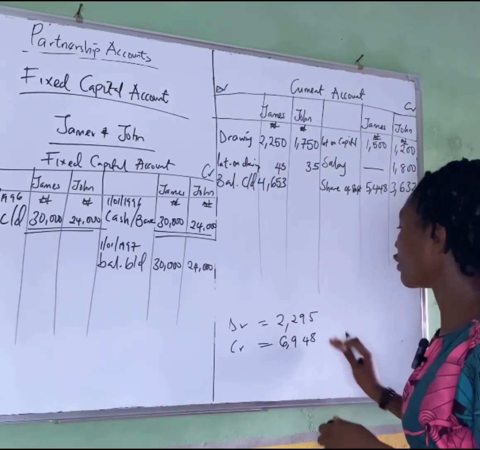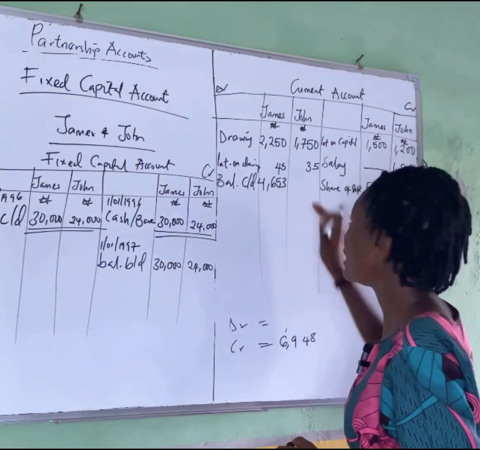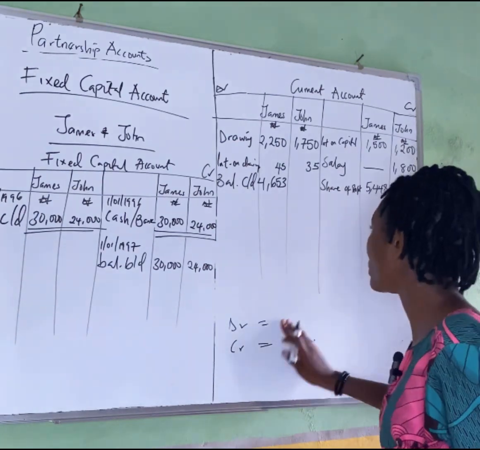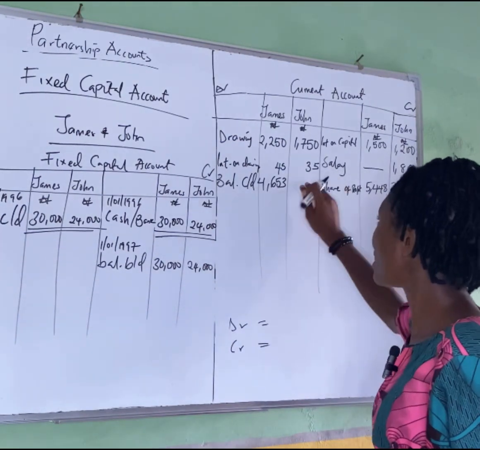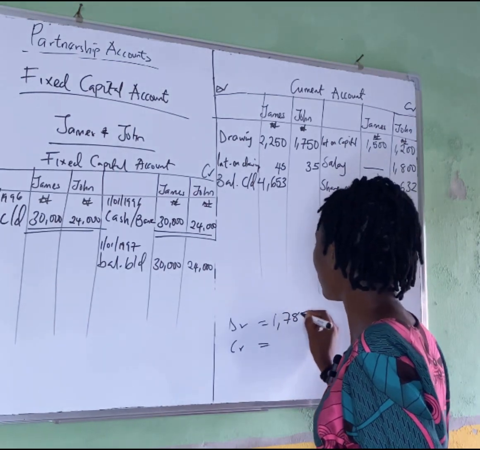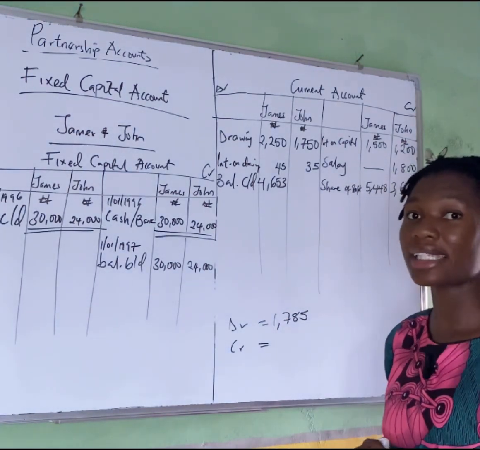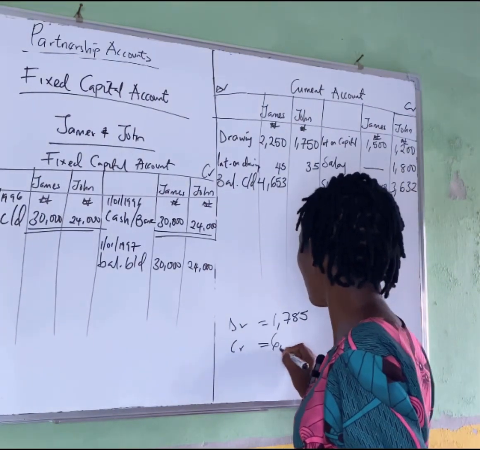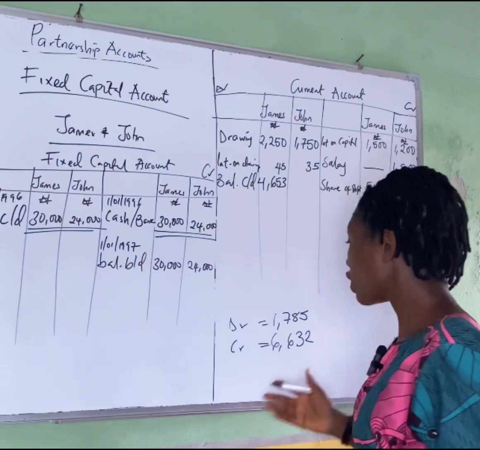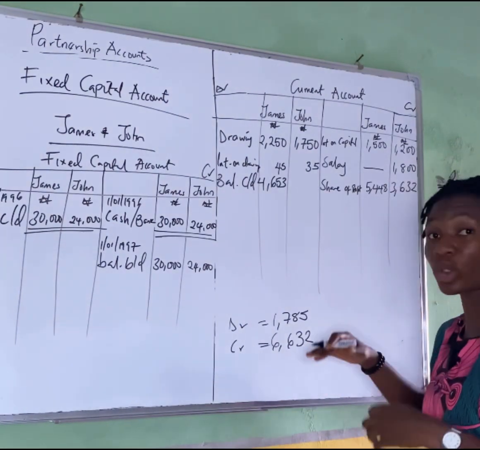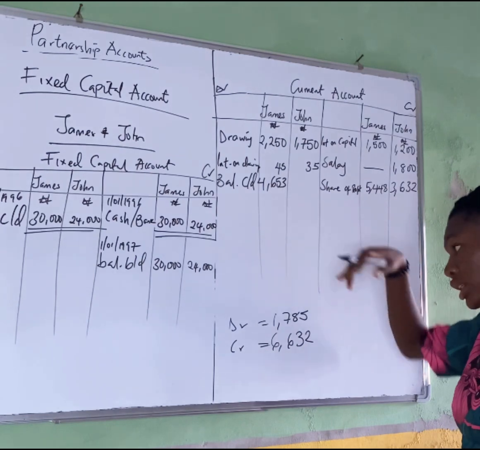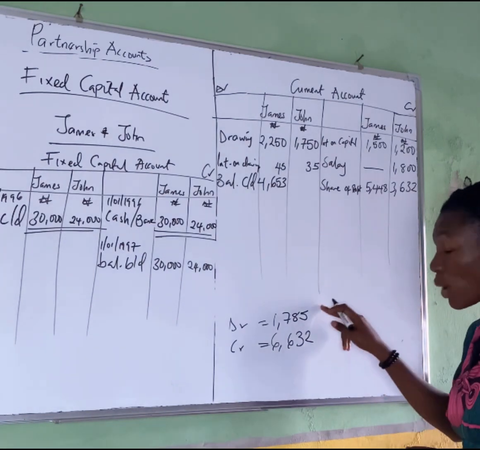And then let's look at John. We'll be adding the debit side, and then we'll also be adding the credit side, and then we'll do the comparison. For the debit side for John, we are having 1,785 naira, and for our credit side, we'll be having 6,632 naira. Also, the credit side is higher. That means our balance will also be going to the debit side at the end of the year. So the difference is what we're going to be taking.